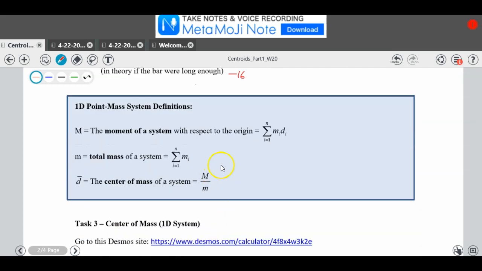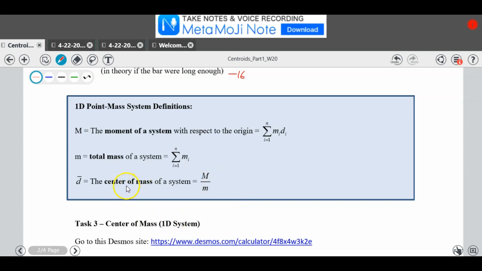The last thing that we'll take a look at is the 1D point mass system definitions. So the moment of a system is going to be adding up all the mass times distances, and I'm using this summation notation right here. The total mass, you're just adding up all the masses, and the center of mass is going to be this moment divided by the total mass. So the total moment over the total mass, big M over little m. So that's kind of your idea behind the center of mass.